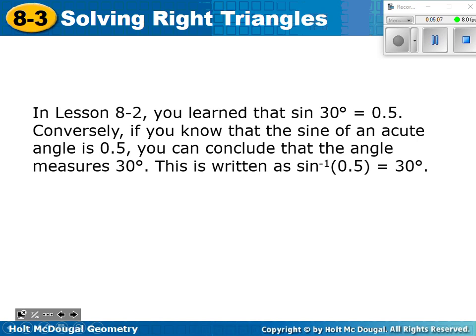And again, it has to be what kind of triangle for this whole chapter? Right triangle. Okay, so what you're going to do is the same idea as what we started with yesterday. You're going to label the sides that you know. And you're trying to find this angle.